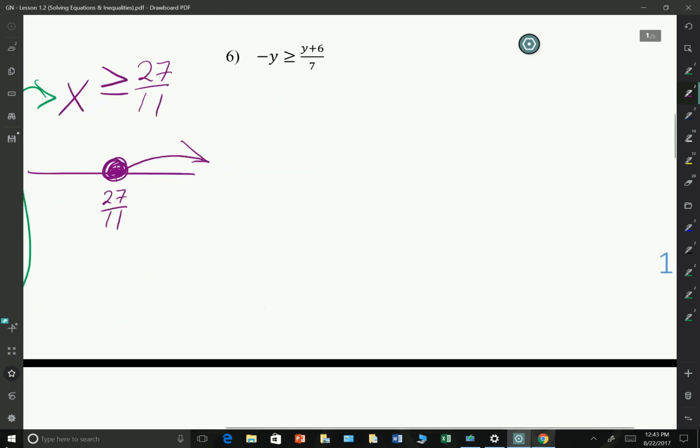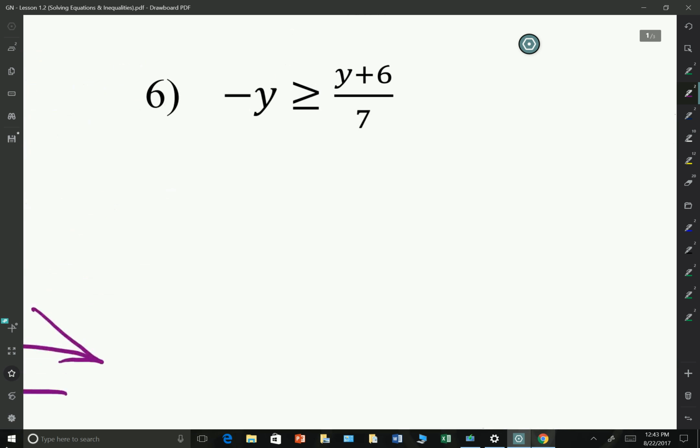Look at number 6. I mean, that one looks bad, but I see a fraction. And that's to me what looks weird. I can deal with negative y, but y plus 6 over 7 I can't deal with. So what am I going to do? Multiply everything by 7.